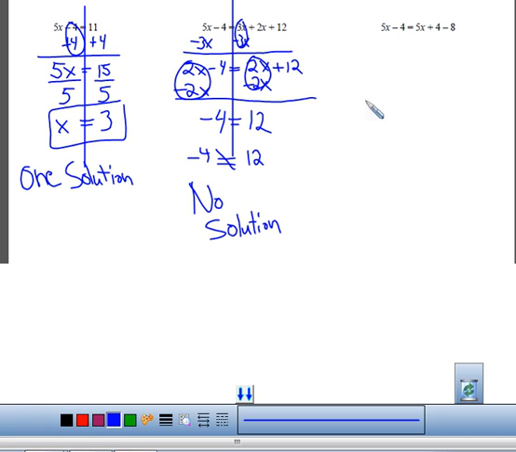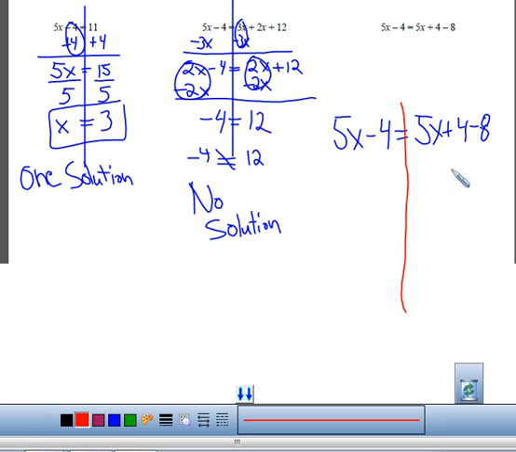And then the last equation, and I have to rewrite this because I just moved it up. We have 5x minus 4 equals 5x plus 4 minus 8. Now watch what happens with this one. I draw my line down. And first step, this time I'm going to add 8 to both sides. I know, again, we probably should be combining like terms, but I just want you to see this a different way. So we get 5x plus 4 equals, hey, look at that, I got the same thing on both sides.